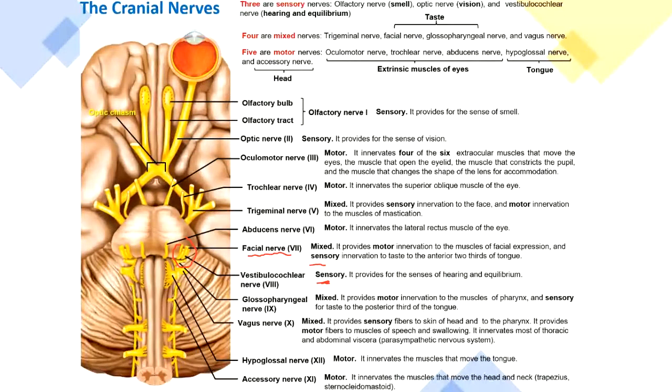Next, we have the glossopharyngeal. This is also in the name. This controls the tongue. This is a mixed nerve.